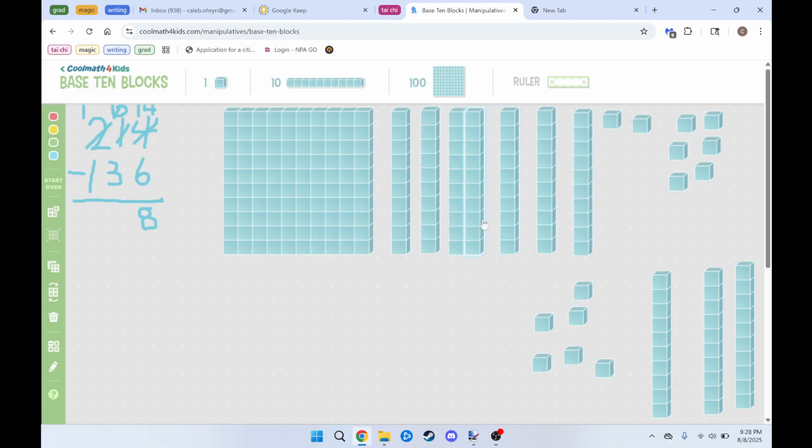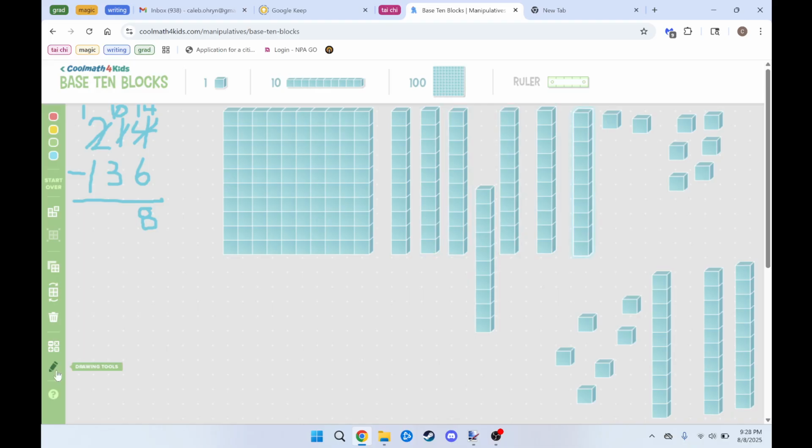And so now we can count our tens that we have left. 1, 2, 3, 4, 5, 6, 7. We have 7 tens, which makes 70. So we'll put a 7 right here in our tens position.